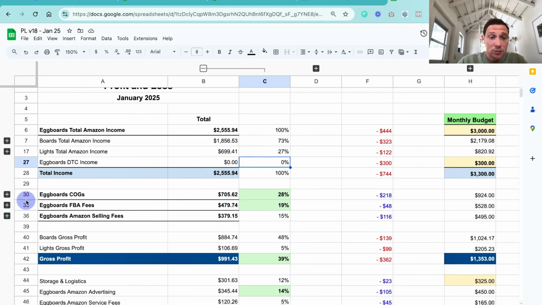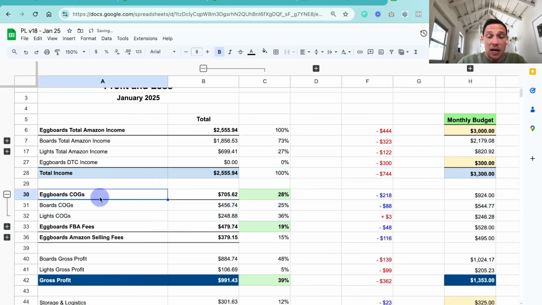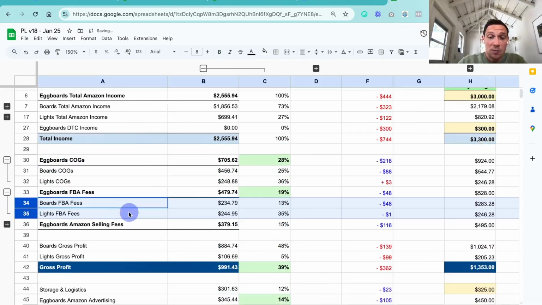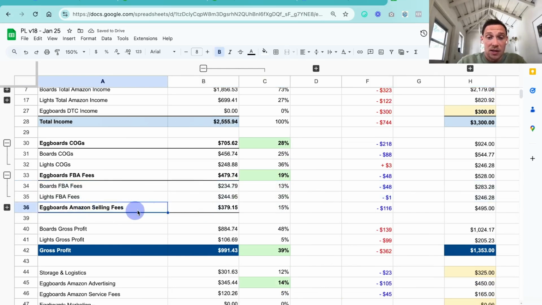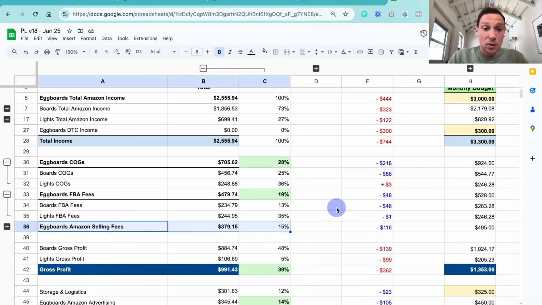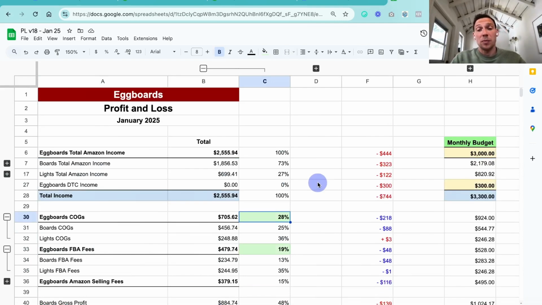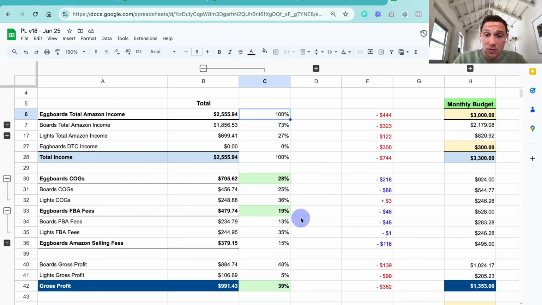Anyway, going down, we can see that we have Eggboards cost of goods, FBA fees, and selling fees. Now, selling fee is the least important. In fact, it's 15% for most of the products, which is what it is and which is what we expect. In terms of cost of goods, I'm overall paying 28% of my total revenue in cost of goods, while 25% is from my boards, which is decent. It's a quarter. It's not great, but it's okay.